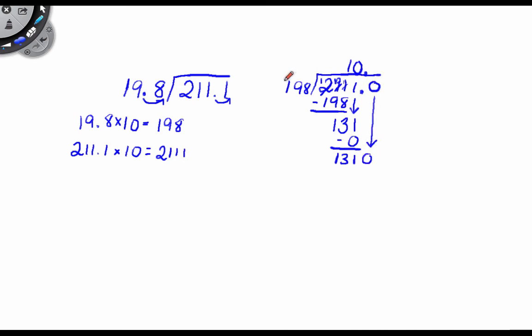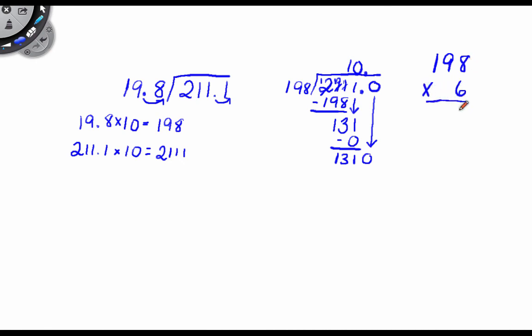Now I have to see how many times 198 will go into 1,310, and I'm going to use the guess and check strategy to do this. Off to the side, I'm going to work out a few problems, but I need to think first. 198 is close to 200, and 1,310 is close to 1,000. So I'm going to try 198 times 6 to see what that gets us.